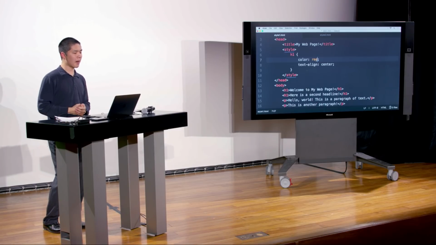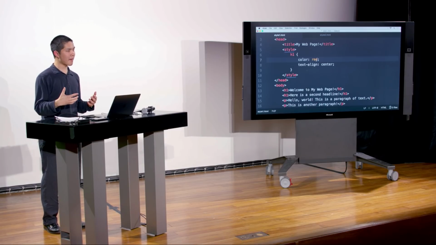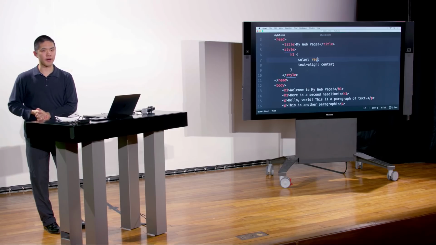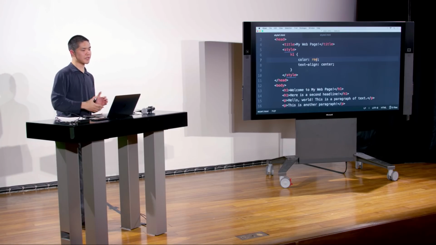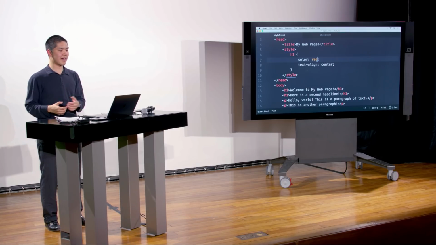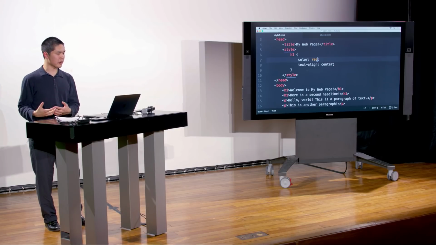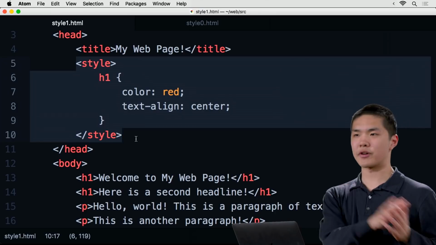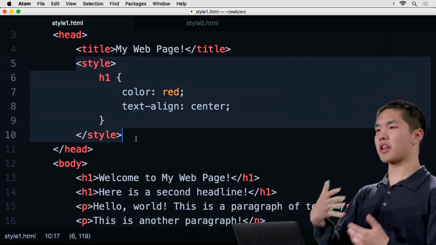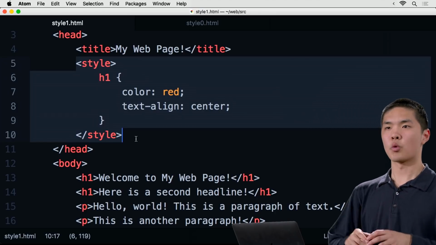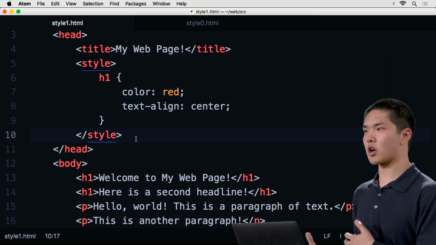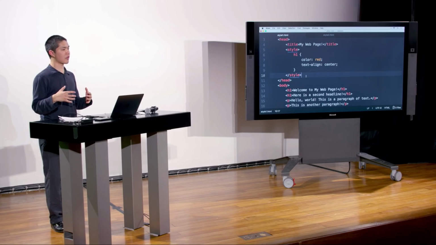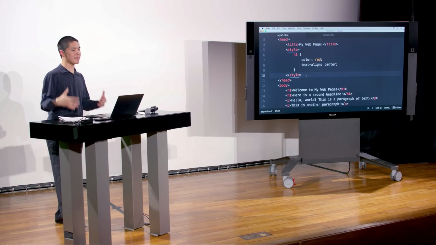But another issue that might come up is, what if I start to build larger web applications that don't just have one HTML file, that have 2, 3, 4, or more HTML files that all want to have red headlines that are all centered? Of course, I could take this style tag and I could copy paste it across all of my different HTML files. But again, that brings up the same problems that we saw before. Whenever you find yourself copy and pasting code and repeating code, we run the risk of making it more difficult to maintain and ultimately making it less elegant.